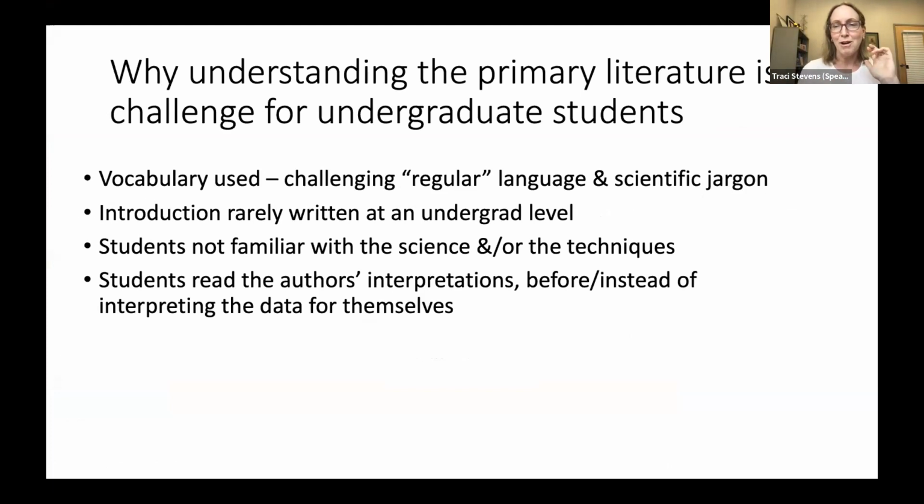So I think we're all here today because we all know that using the primary literature in classes is a challenge for many reasons, many of which we've talked about already today. Just the vocabulary, both regular, challenging vocabulary, as well as scientific jargon. I know I find myself looking up words when I read scientific papers myself. Rarely is enough detail given in the introduction for undergrads to actually understand the science they're reading about. They may not be familiar with the science and/or the techniques.